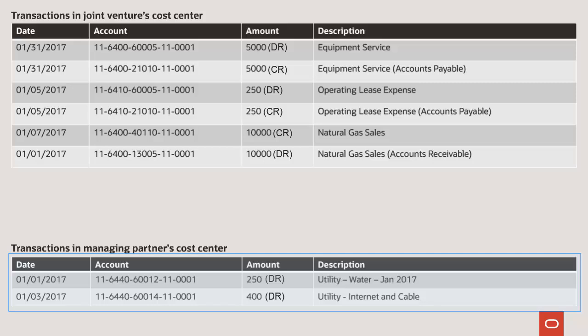Here are the transactions for January 2017 for the managing partner for utility expenses that will be used to calculate overhead for the joint venture. I will be using these transactions to demonstrate how the account sets can be used to easily represent the accounts in joint venture management.